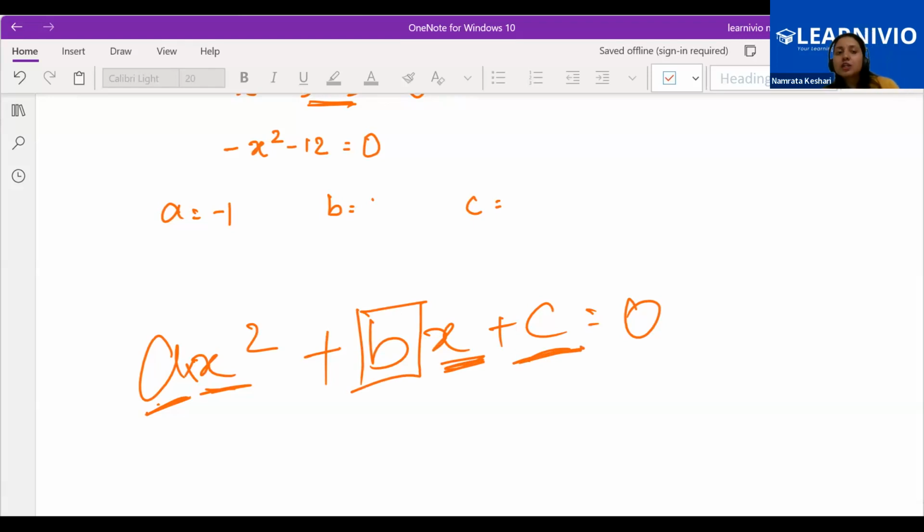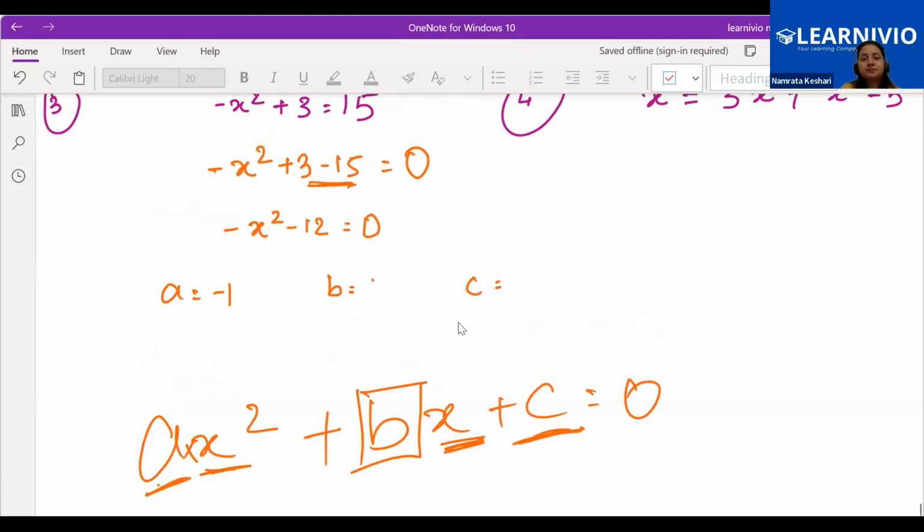Now tell me Alvina, what is B? B will be 0. Exactly. And C will be minus 12. Got it? Whatever is multiplied with x square, that's A, B is 0, and C is minus 12.